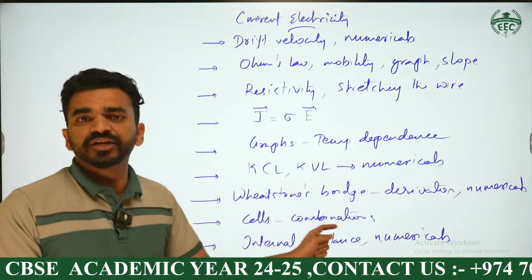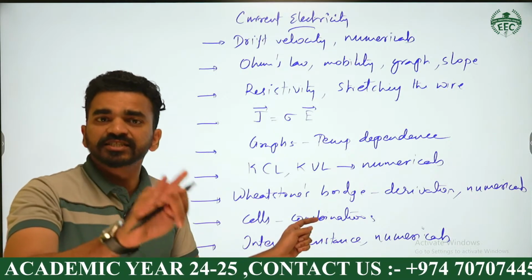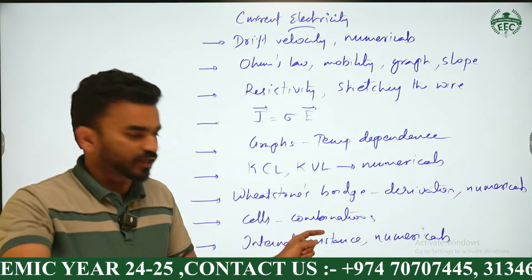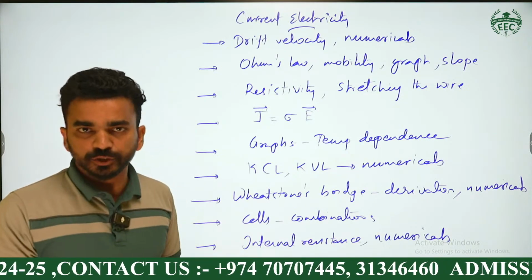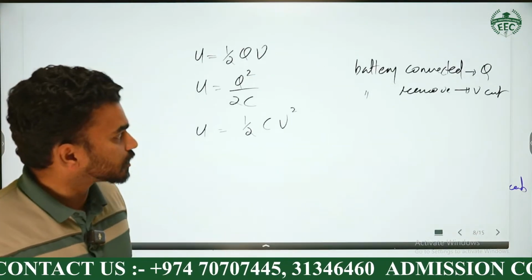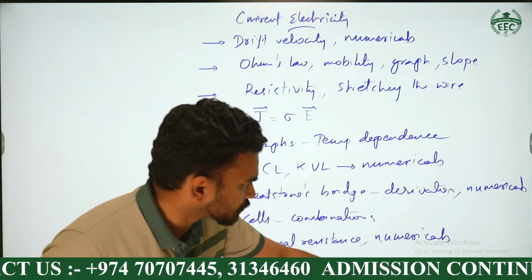Then cell combinations. That means cells in series, cells in parallel derivations. Okay, you want to learn that. Then internal resistance, the internal resistance of a cell and its numerical. Okay, let me tell you that. Let me tell you, page number 9, right?